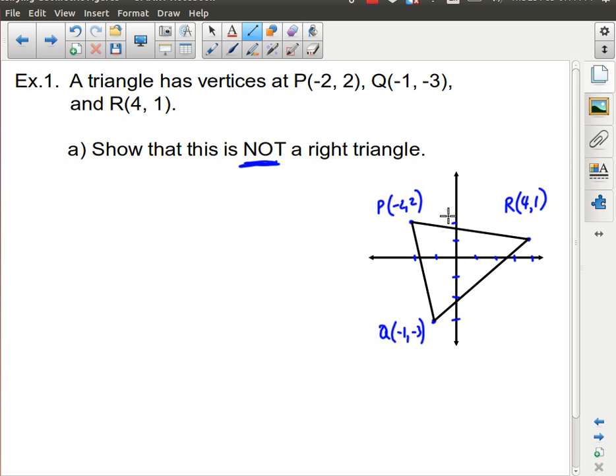So what we need to do is establish that something's not a right triangle. Let's remind ourselves that for a right angle, what does that mean? If we have a right angle, that means we have perpendicular lines.